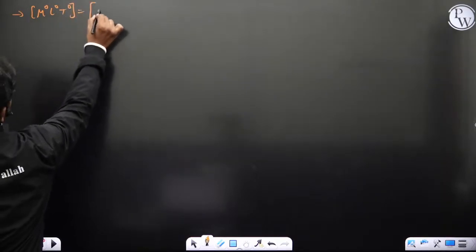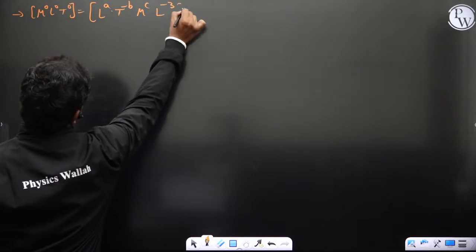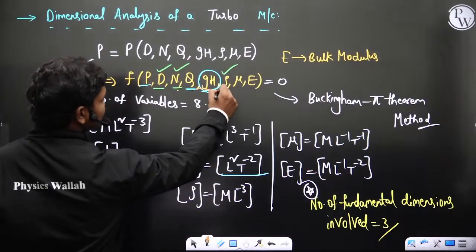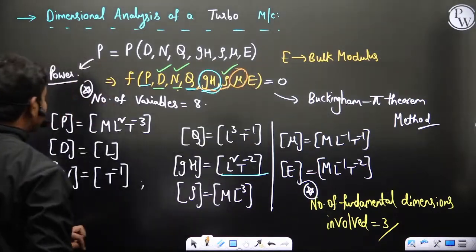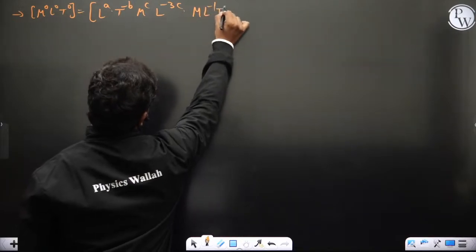M power 0, L power 0, T power 0 is equal to L power A, T power minus B, M power C, L power minus 3C, because density power C is what we have taken. Then the last term, okay. So GH is done, density is already chosen, mu. Let us take mu actually. So if you take mu, mu has the dimensions of M, L power minus 1, T power minus 1.